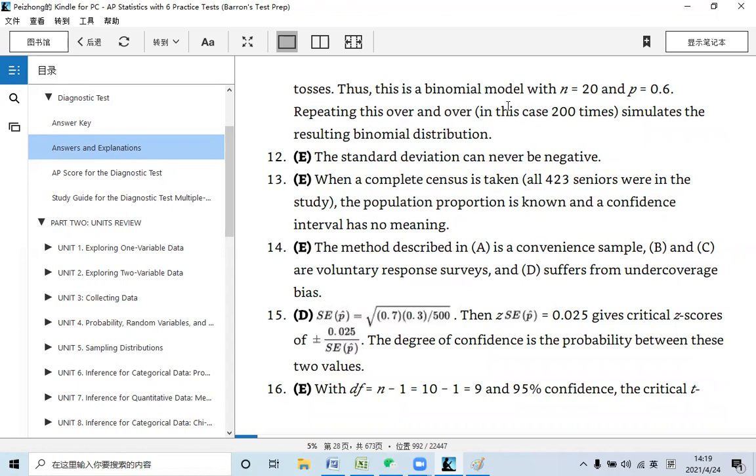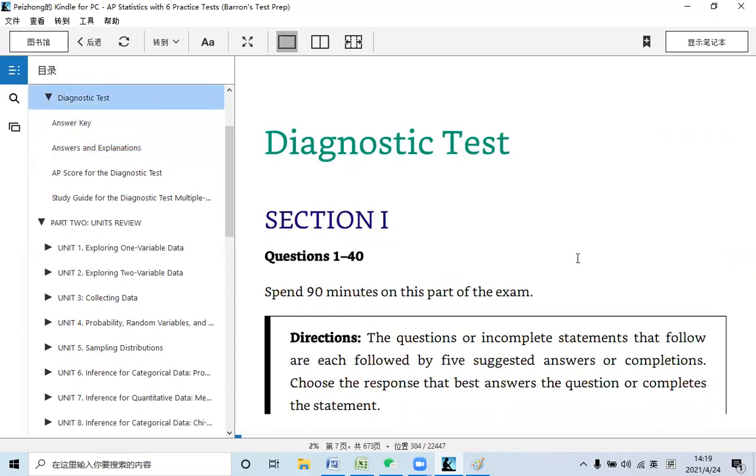Repeating this over and over simulates the resulting binomial. Yeah, so this is repeating this over and over. That's a simulation. All right. So the 20 is the total number of trials.